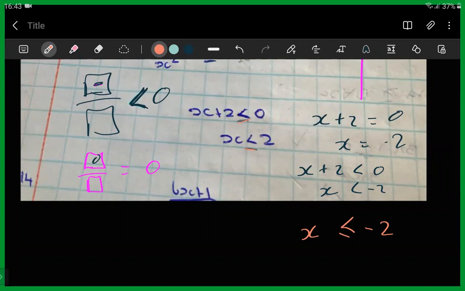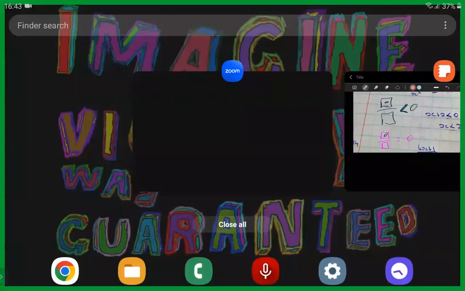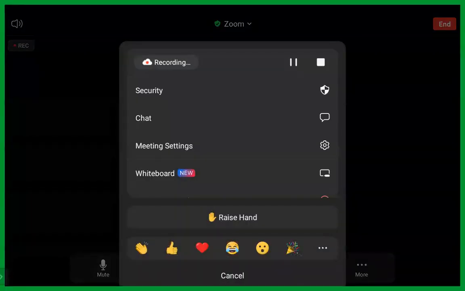You see? Okay, so now, that's that. So let me see here. Let's move this thing now. There we go.